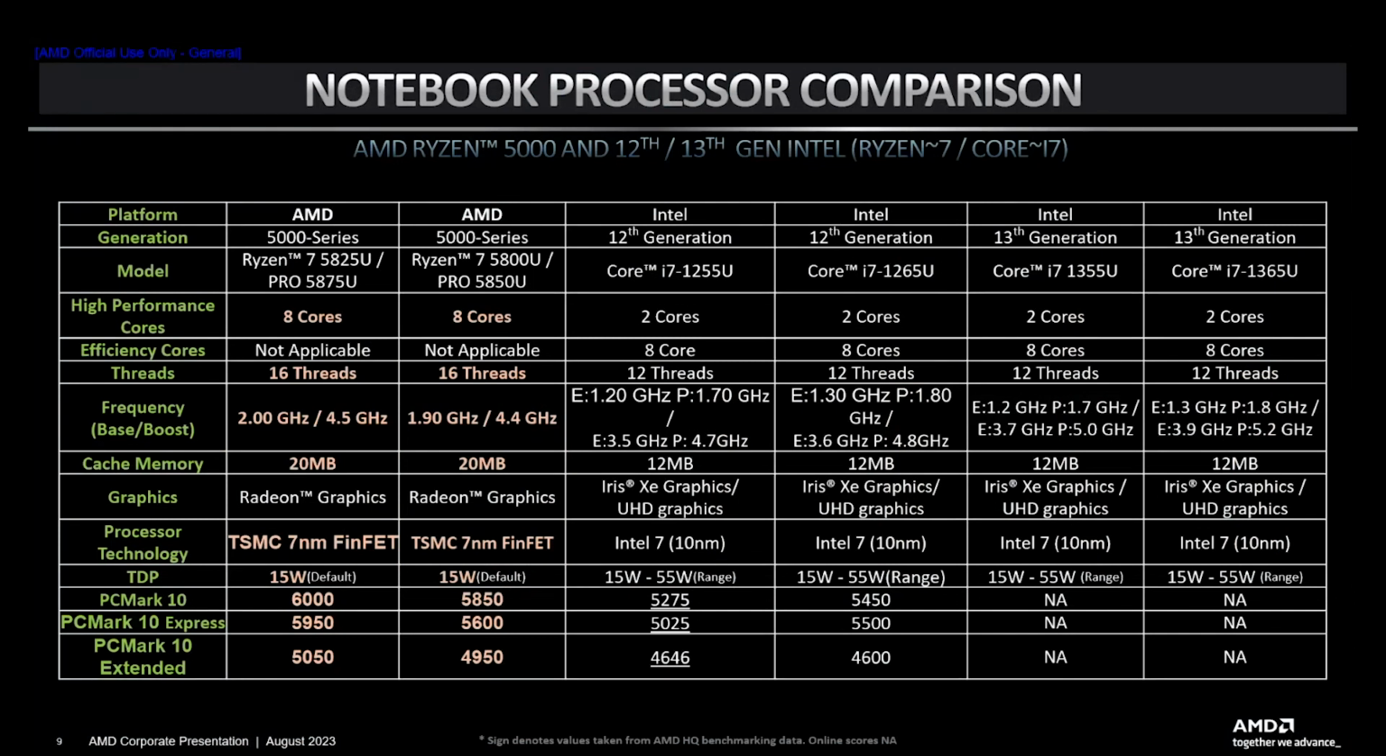I would like to show you the processor comparison which is available with Intel and AMD. Most of you know about this. I will tell you a little bit about it. If you compare the high performance cores and efficient cores, Intel is offering 2 high performance cores, and AMD is offering 8 cores. Apart from this, we have 7nm technology, and power consumption of 15 watts. AMD is consuming 15 watts only, but Intel is consuming up to 55 watts.